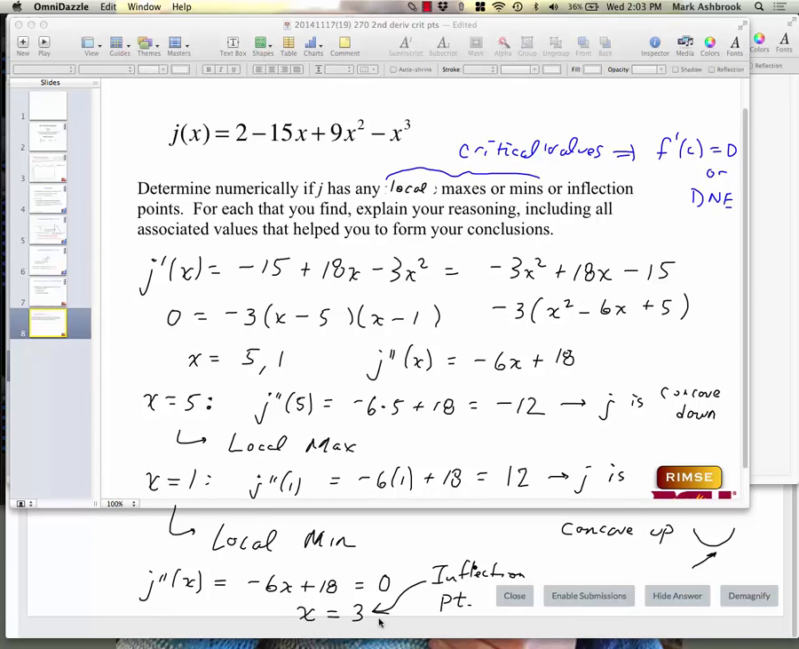Okay, so we have an inflection point at 3. We have concave down at minus 12, concave up at 12. So let's just make a rough sketch, just based on what we've done so far.